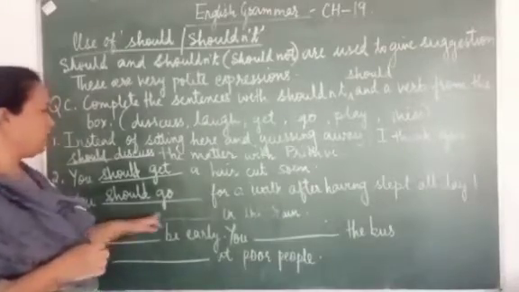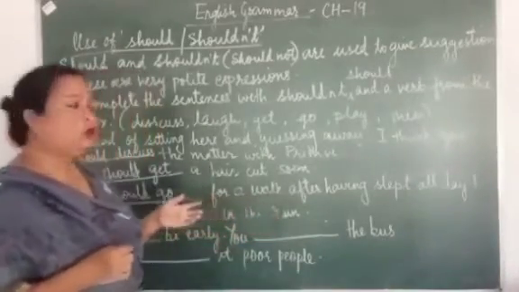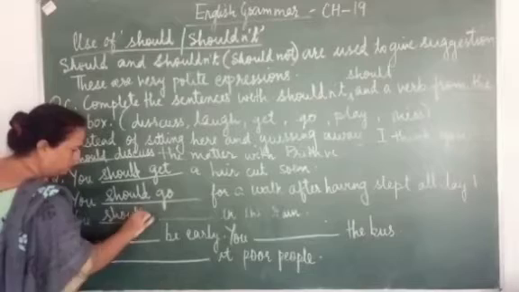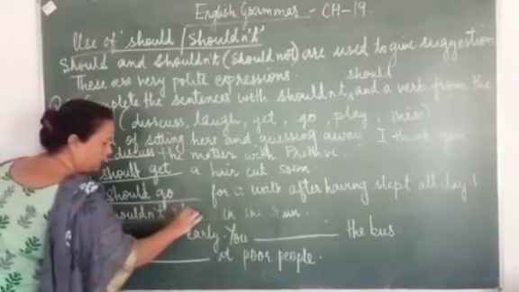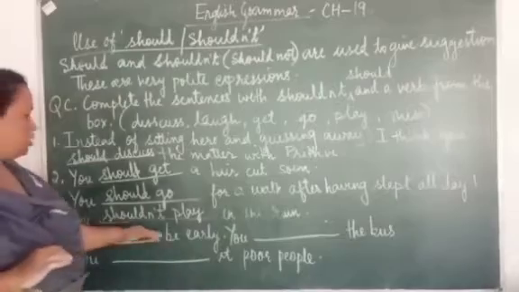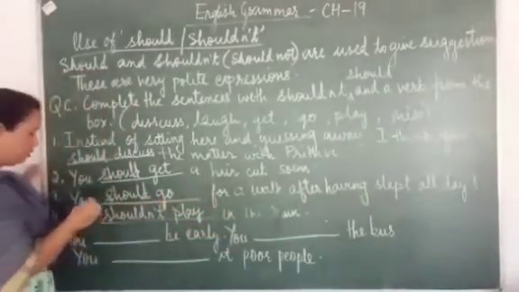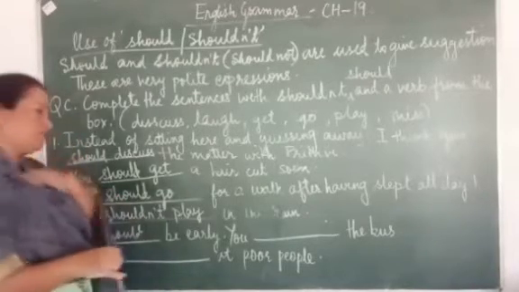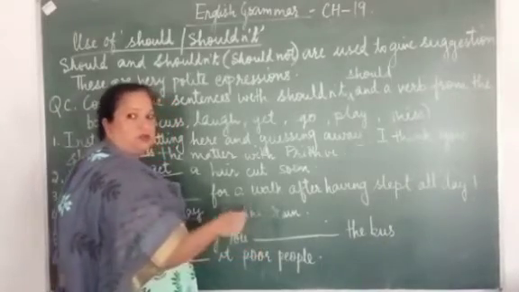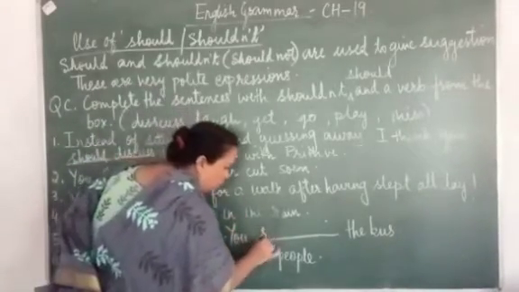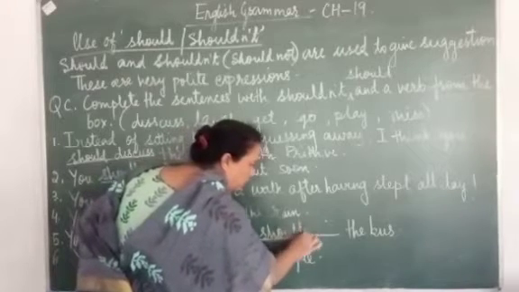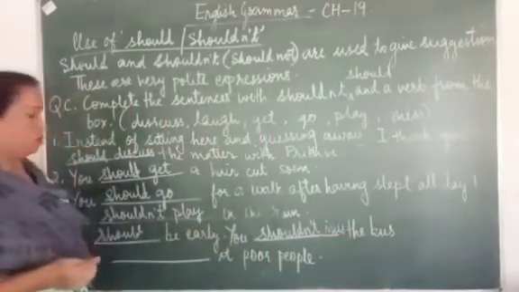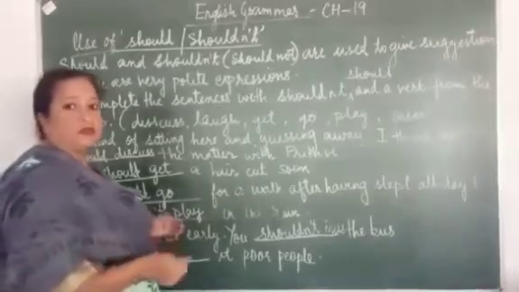Next, you dash in the rain. So, what should we not do in the rain? We should not play in the rain, or shouldn't play in the rain. Next, you dash be early. So, what should happen? You should be early. And what we shouldn't do? Otherwise, what will happen if we are not early? You shouldn't miss the bus. If we are early, we won't miss the bus. So, you should be early. You shouldn't miss the bus.